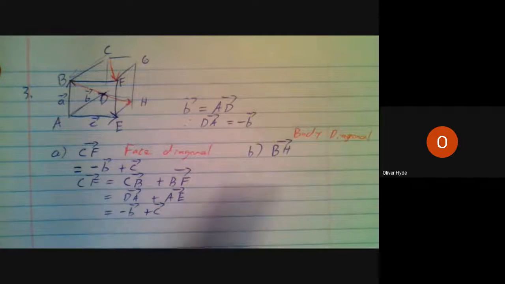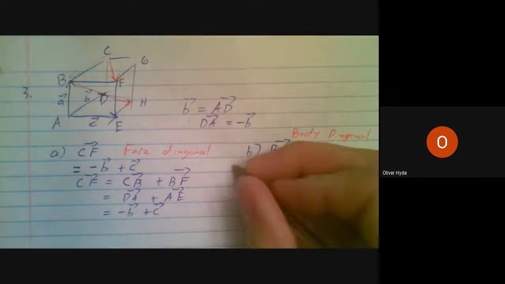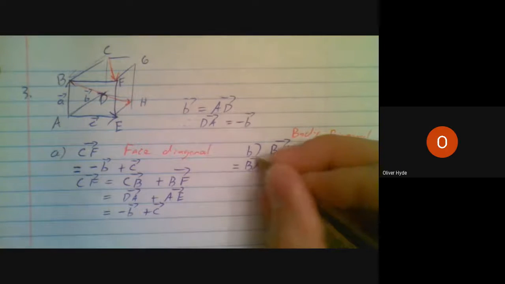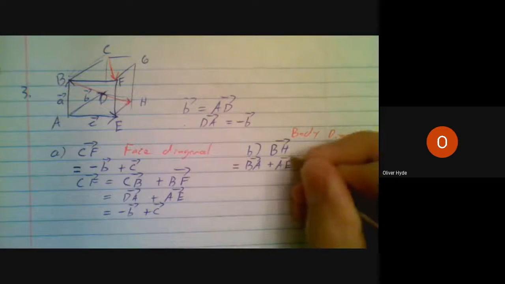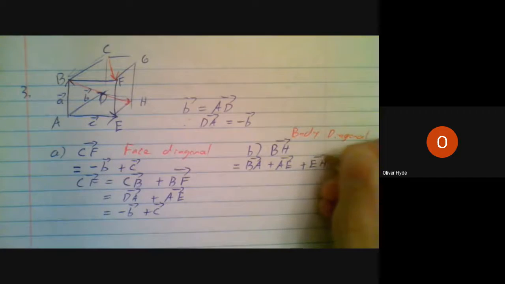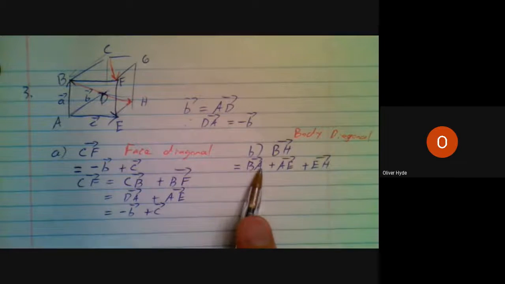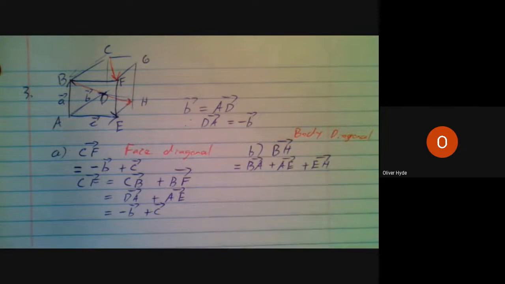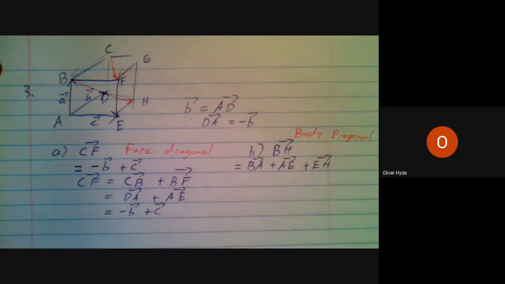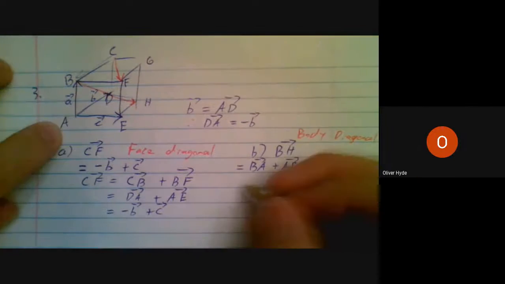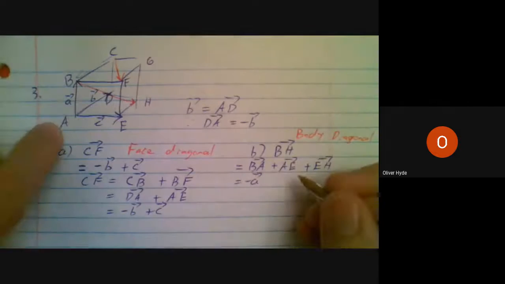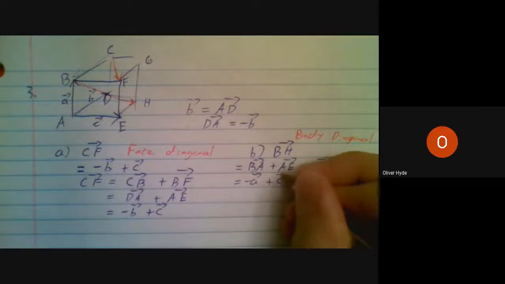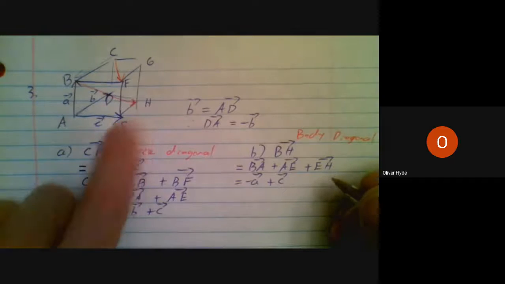Let's try this straightforward approach first here. To get BH, I could do BA plus AE plus EH. Notice, almost like a chain rule, how you go from B to A and from A to E and from E to H. That's equivalent to going from B to H. What's another name for BA? That looks like an opposite of a. What's another name for AE? That's a c. What's another name for an EH? That looks like a b.